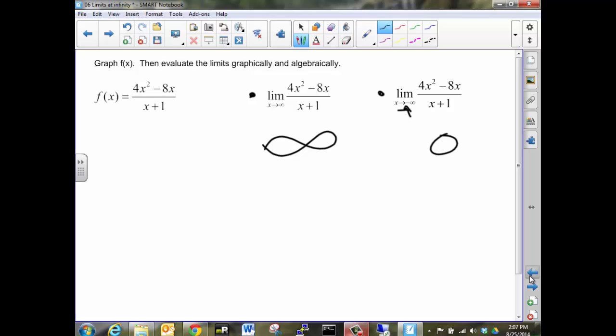Sutton, you said? The highest degree on the top is 2, and the highest degree on the bottom is 1. It equals infinity, but you have to remember, we're going to negative infinity. So you have to plug in a negative. A negative times a negative equals a positive, so x squared is positive up top. And since x is just by itself, it'd be negative. So you have a positive up top and a negative below. So negative infinity. So you think it should be negative infinity? Yes, sir. Okay. Oh, yeah, that's right.